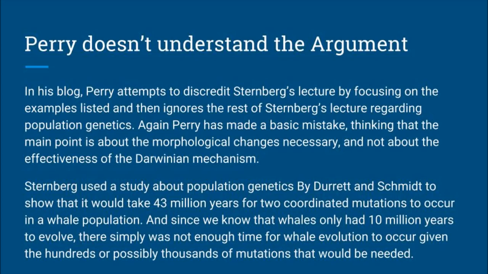Sternberg used a study about population genetics by Durrett and Schmidt showing that it would take 43 million years for two coordinated mutations to occur in a whale population. And since we know that whales had only 10 million years to evolve, there simply was not enough time for whale evolution to occur given the hundreds or possibly thousands of mutations that would be needed.